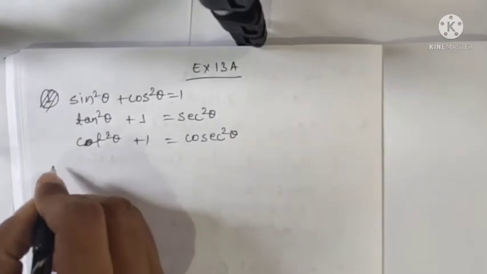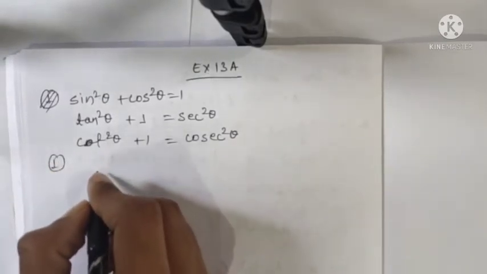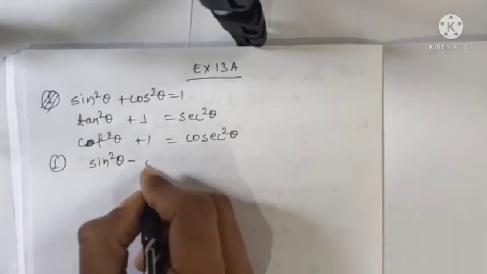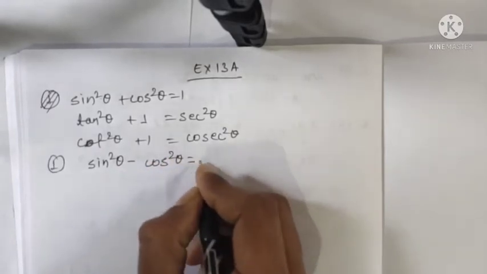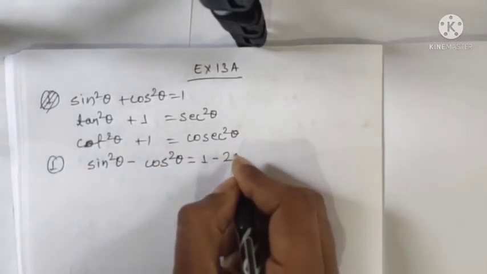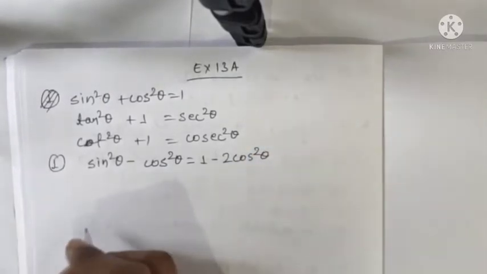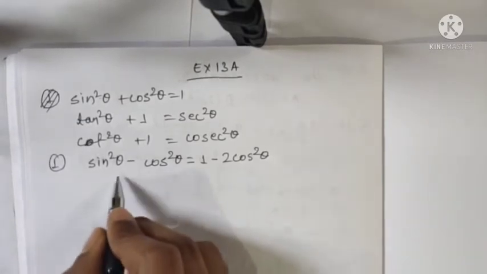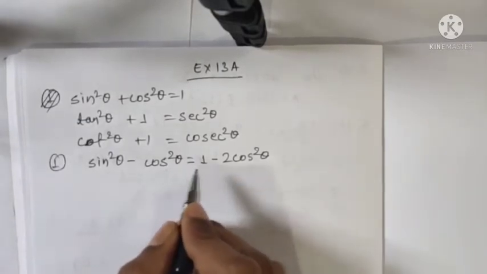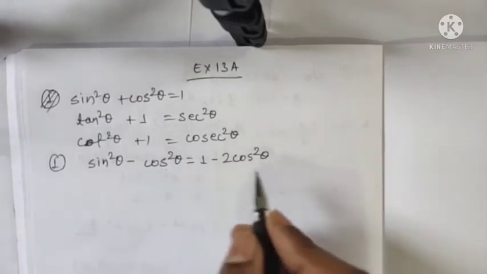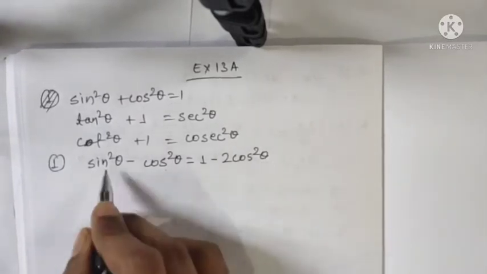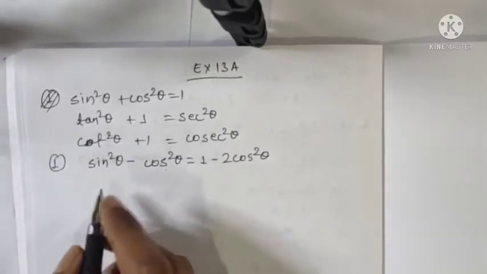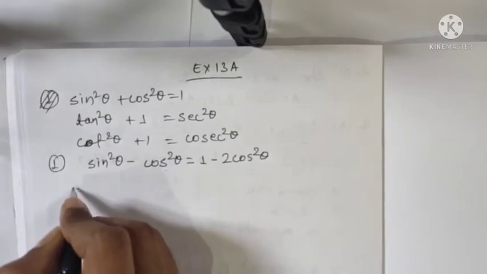Now we are going to solve question number 1. Question number 1 is, we have to prove sin square theta minus cos square theta is equal to 1 minus 2 cos square theta. So there are two ways to solve this kind of question. Either prove sin square theta minus cos square theta is equal to 1 minus 2 cos square theta, or prove 1 minus 2 cos square theta is equal to sin square theta minus cos square theta. So you can take any one of these. So we are going to take here LHS.